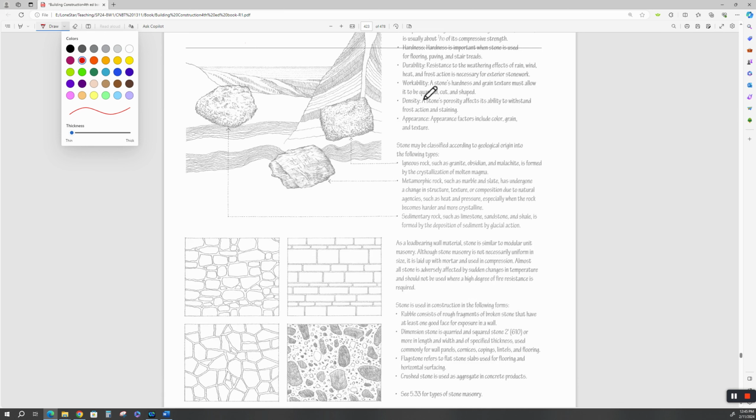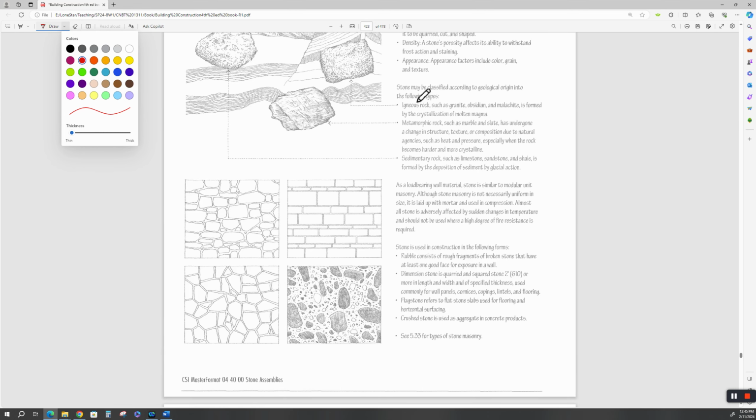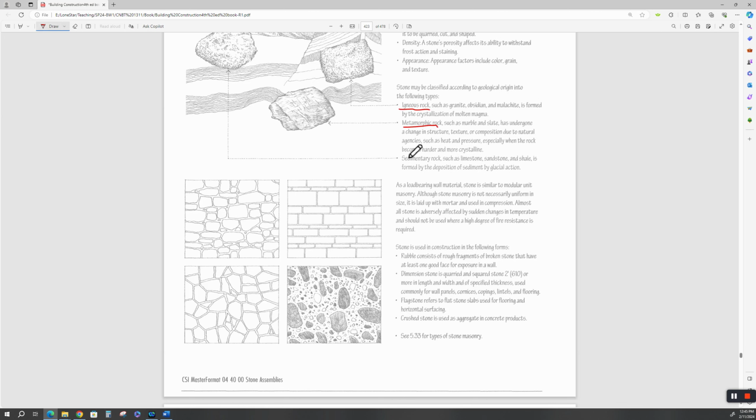Workability for stone, it varies. Hardness, grain, texture. Can it be cut? Can it be squared? Can it be polished? Etc., etc. You can read through all this. And stone is classified according to the geological origin in the following: igneous rock, metamorphic rock, and sedimentary rock.